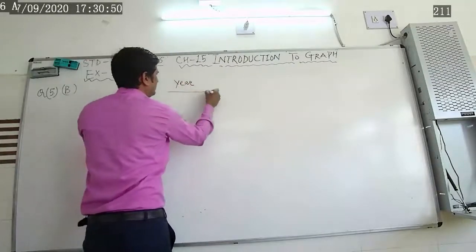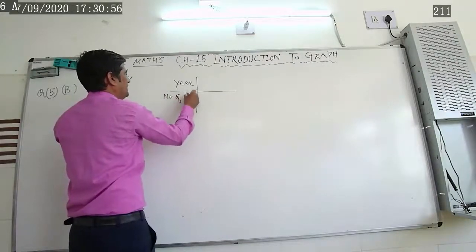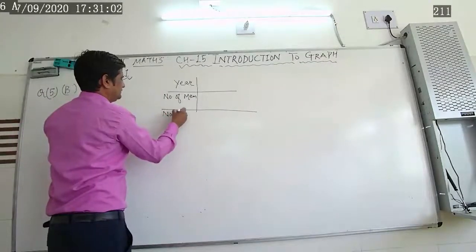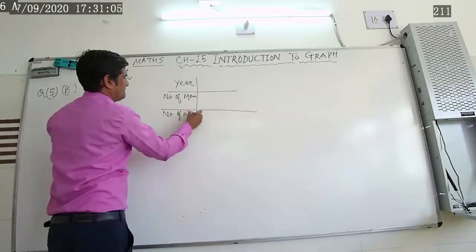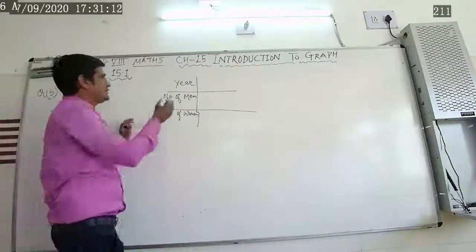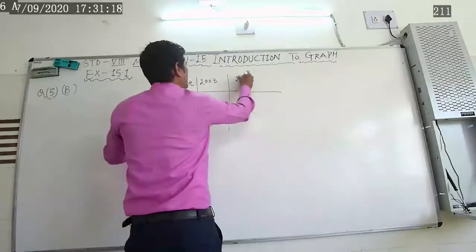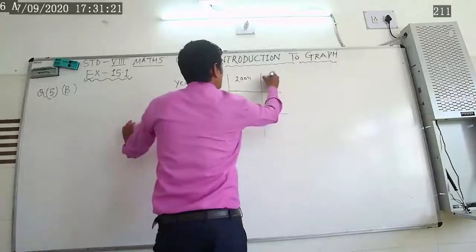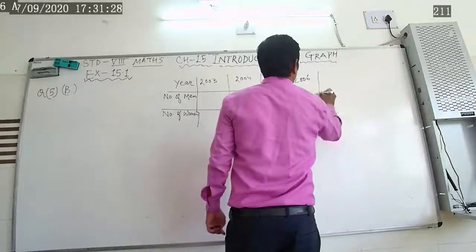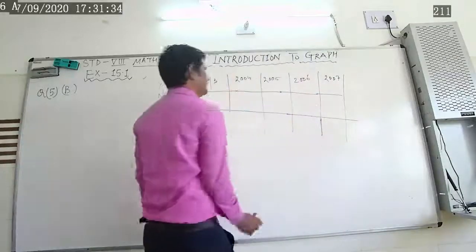Here the number of men and the number of women, men and women, for 2003, 2004, 2005, 2006 and 2007. This way, men and women.